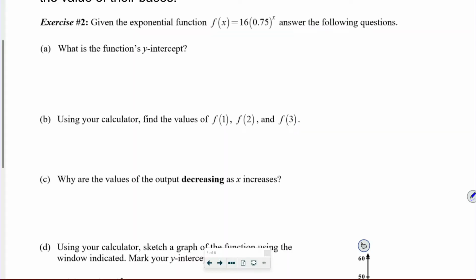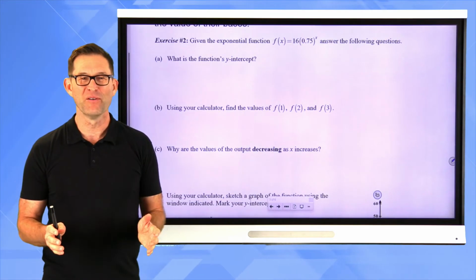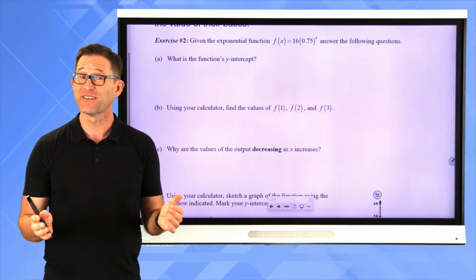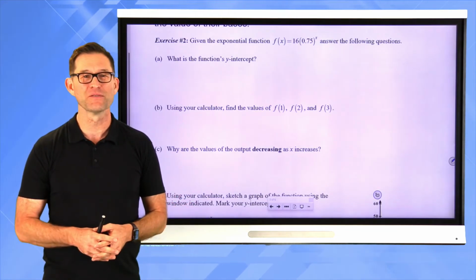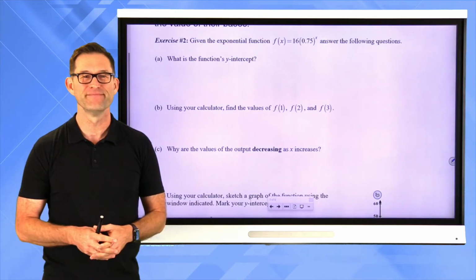Given the exponential function f of x equals 16 times 0.75 to the x, answer the following questions. Letter A. What is the function's y-intercept? Well, this should be pretty simple, but if you're not sure, of course, just substitute x equals 0 in and figure it out.